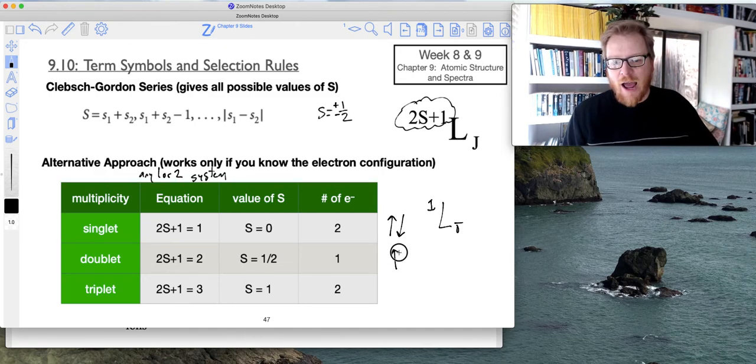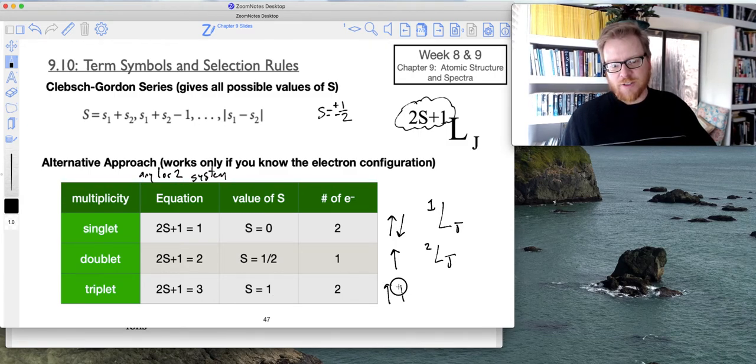That would just describe a singly unpaired electron. And so we would automatically just write a 2 right there, L and then J. And then obviously we would have a P or another letter for the main other terms. Okay? And if we have a triplet state, we have 2 electrons plus 1/2 plus 1/2.